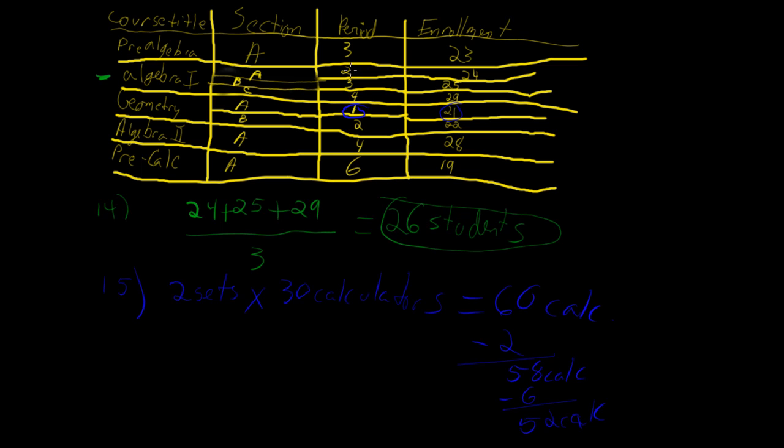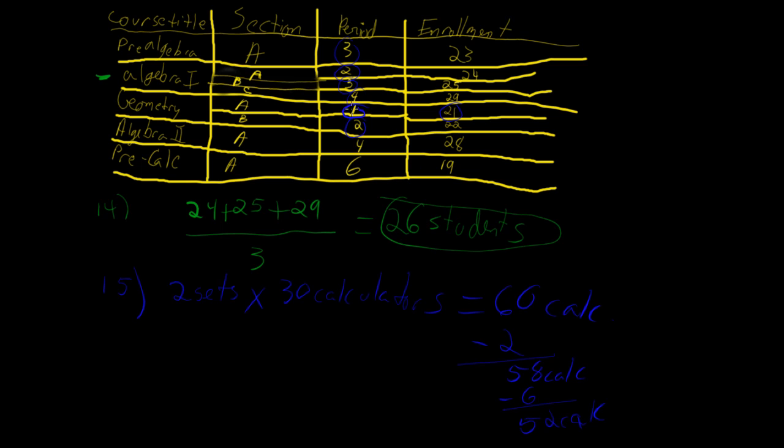We'll go on to period 2. Period 2 has 24 students and 22 students. So that's only 46 students. So there would still be 6 calculators left over. We'll go on to period 3, which is 25 students and 25 students and 23 students, which is just 48 students. So there would still be 4 calculators left over. So periods 1, 2, and 3 would all have enough calculators.